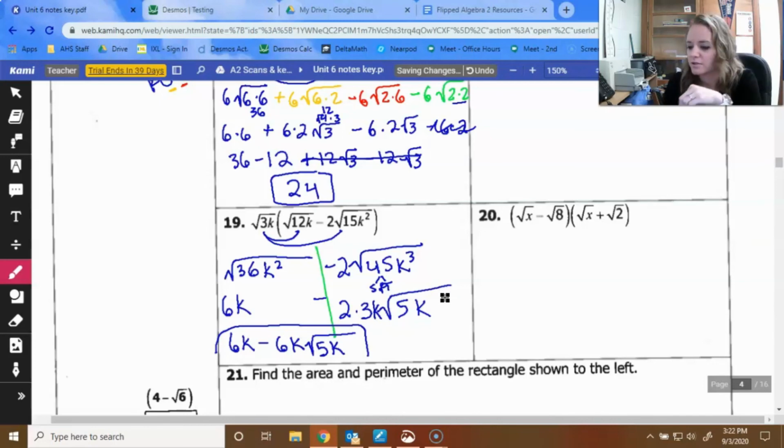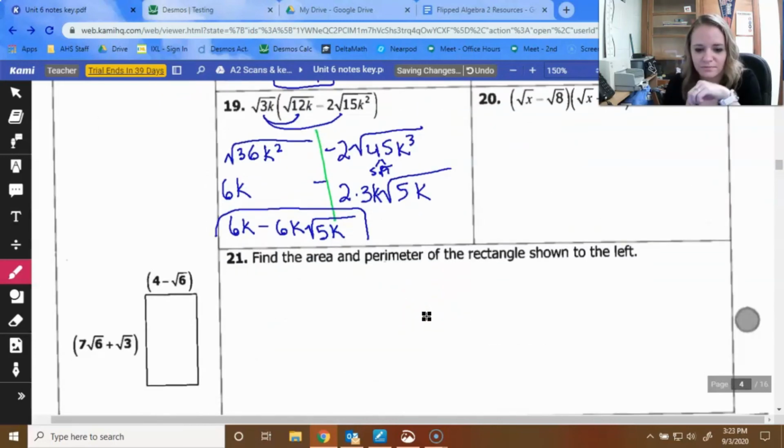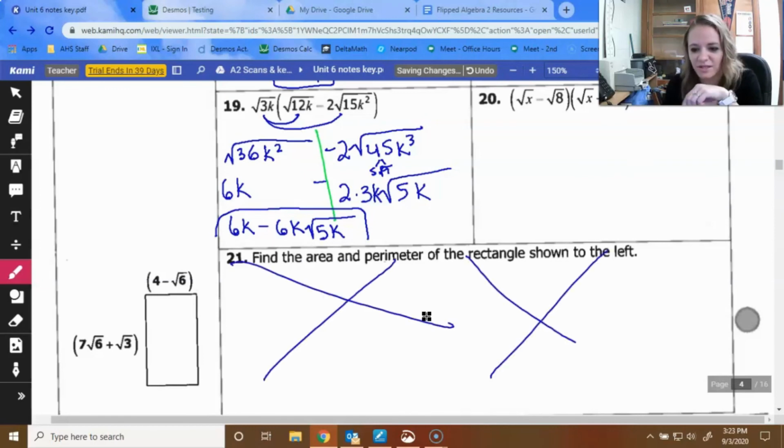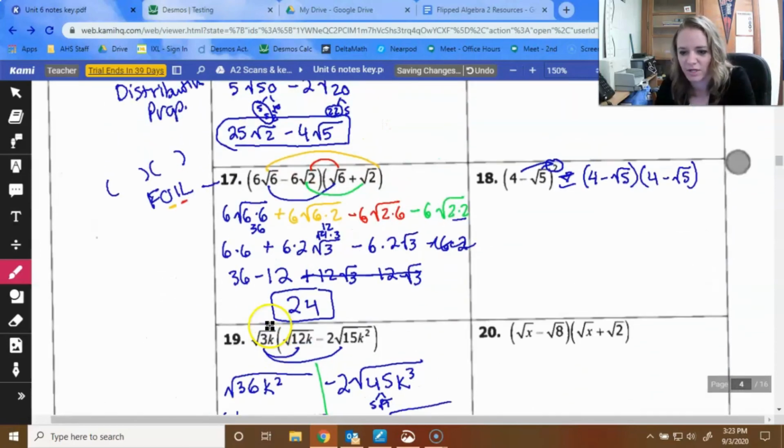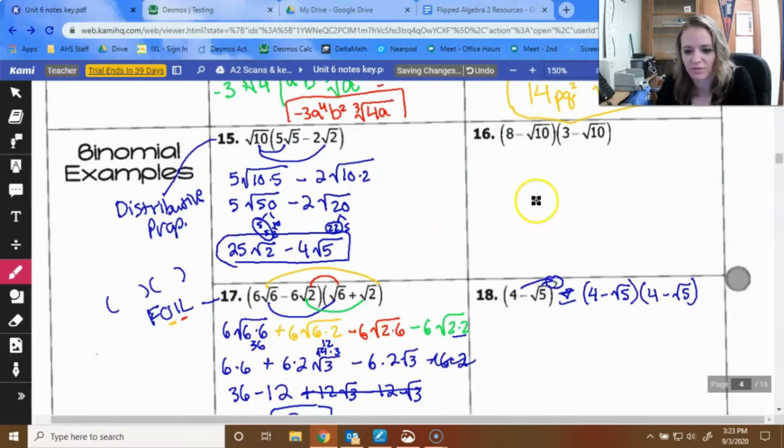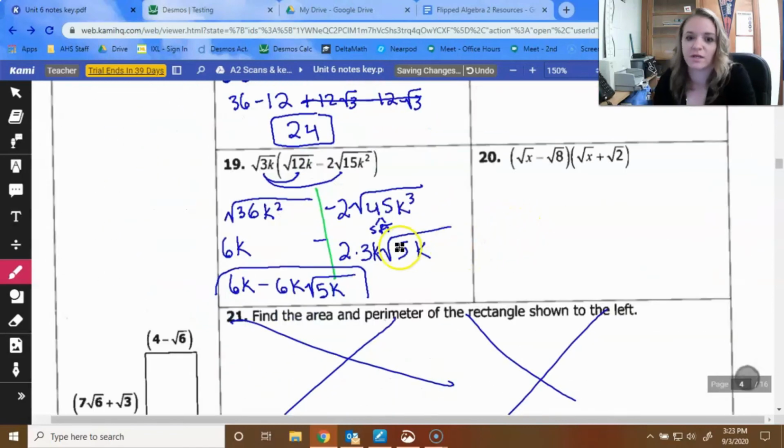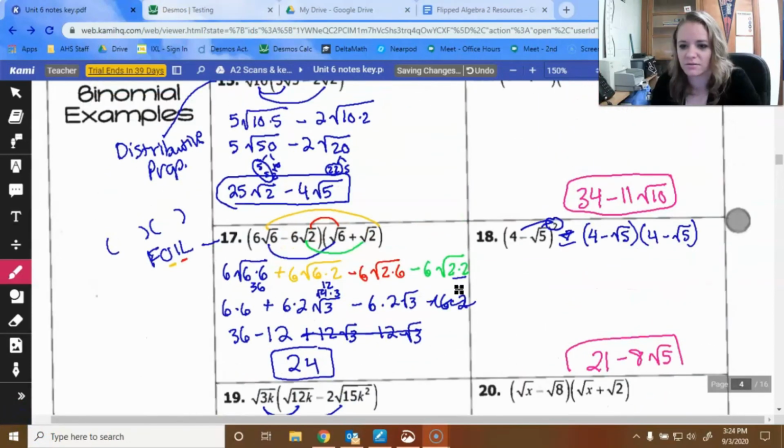Okay, we are not going to do number 21. Why go back to geometry when we don't have to? Yay! You can do it if you want for fun. But why don't you go ahead and do these three. So go ahead and do 16, 18, and 20. And try them on your own. Press pause, and then play when you are ready to see the answers. Good luck. Here we go!